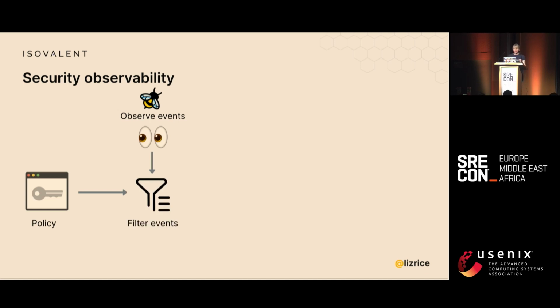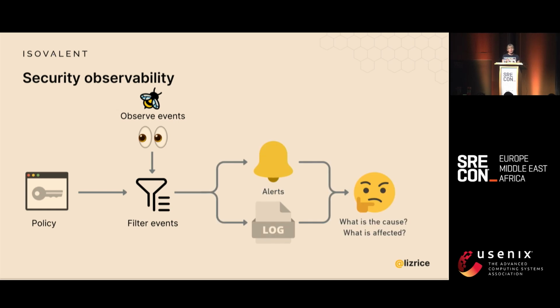So we want to be able to filter all of those, let's say, file open events, and only look at the ones that are potentially relevant for security. And then we can use that to generate logs or alerts, and ultimately somebody's going to look at those and decide, well, is there a real security issue here? And if so, how did it happen, and how many of my applications are affected?